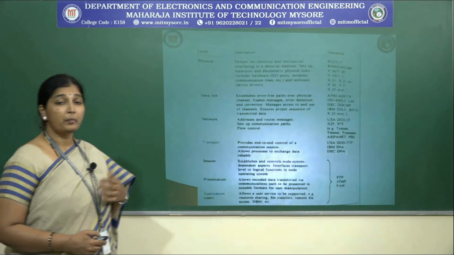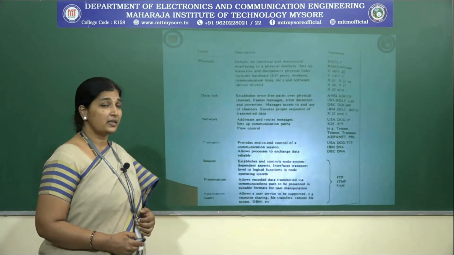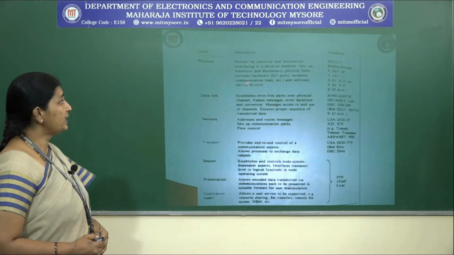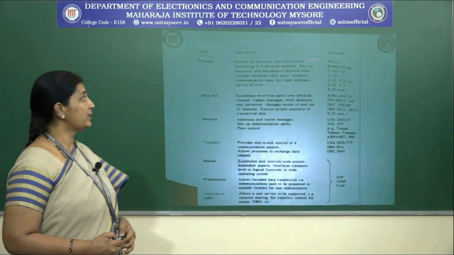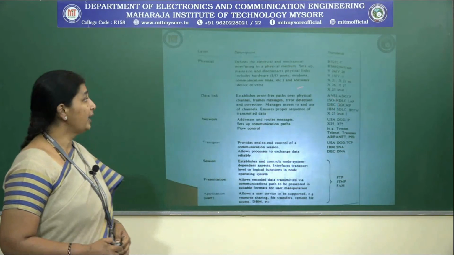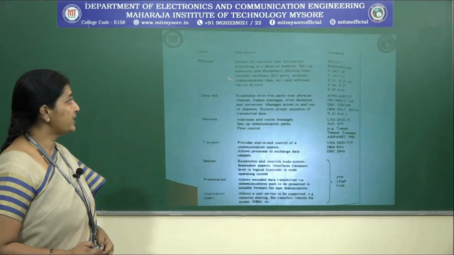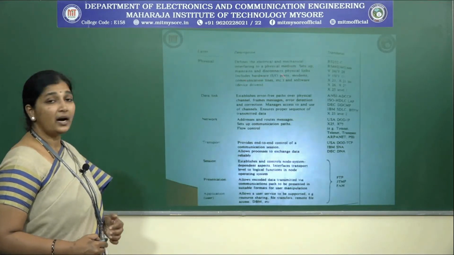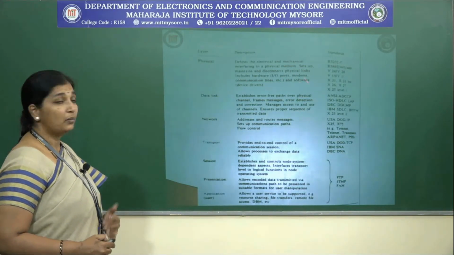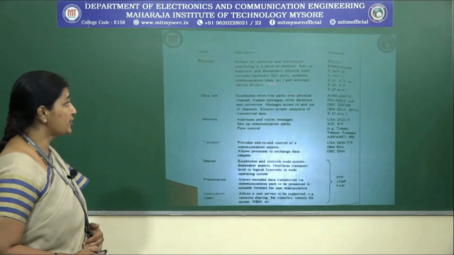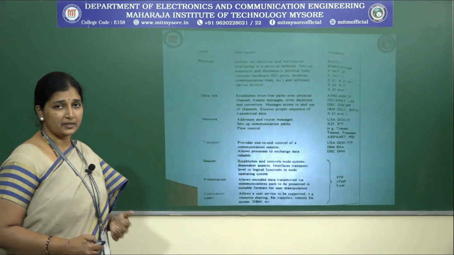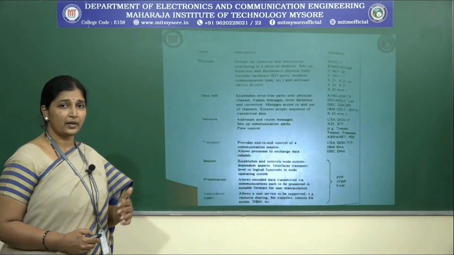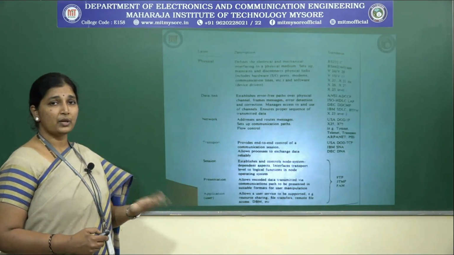So what is the operation of each individual layer? Let us have a quick glance. The physical layer mainly defines the electrical and mechanical interfacing to a physical medium, and sets up, maintains and disconnects physical links, including hardware, IO devices, modems, communication lines, and even the software devices. So these are basically the physical connectivity from one system to another system.